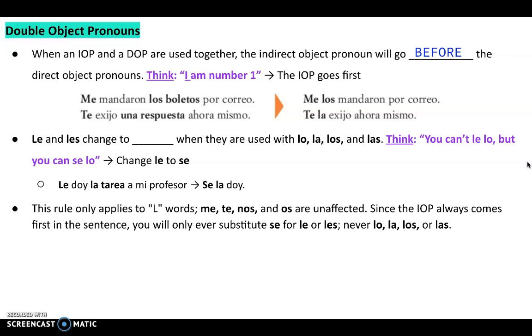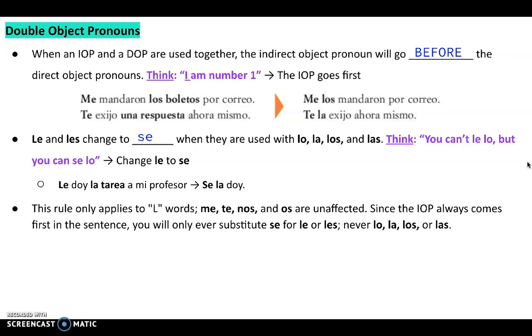Okay, so then there's another rule that makes this slightly more complicated. Due to pronunciation, if we have a double object pronoun in a sentence and it has le or les at the beginning, it will change to se when they are used with lo, la, los, or las. So the way I remember this is you can't lay low, but you can say low. So the le and the les will change to se.